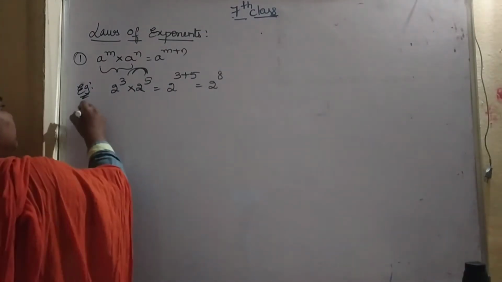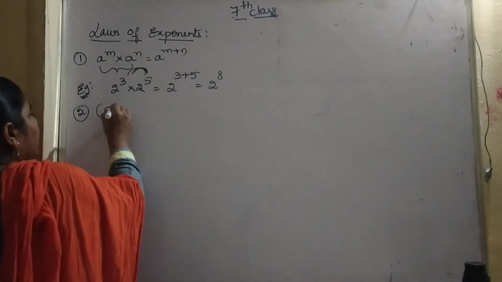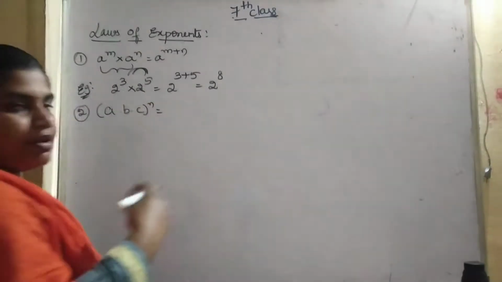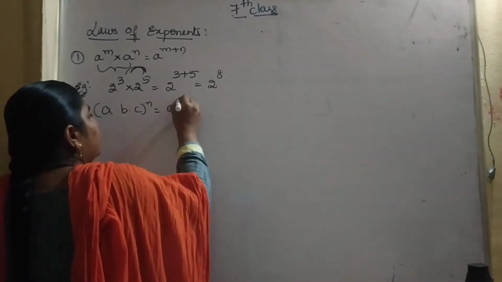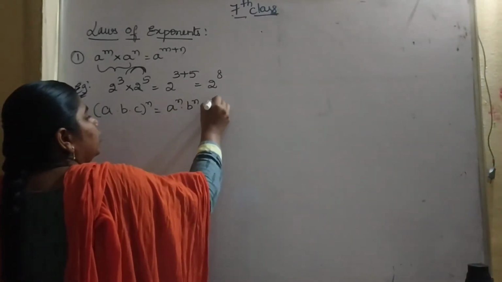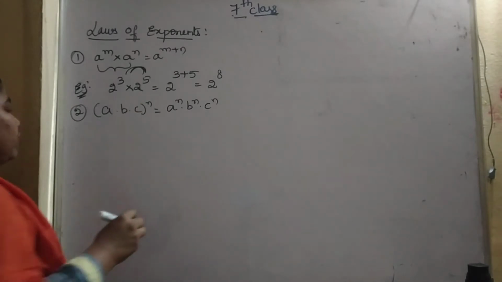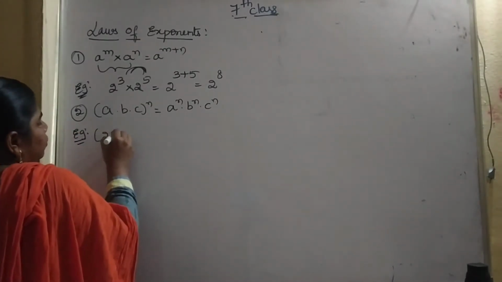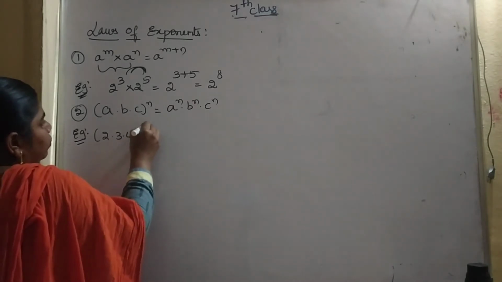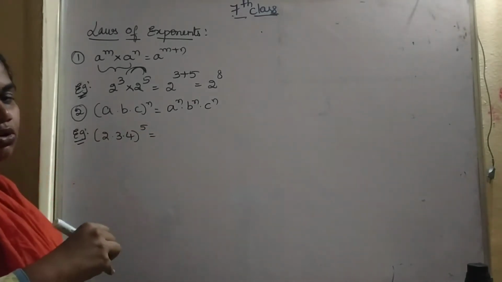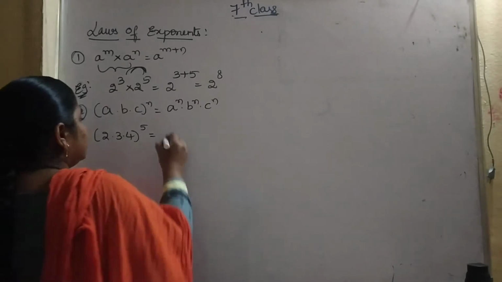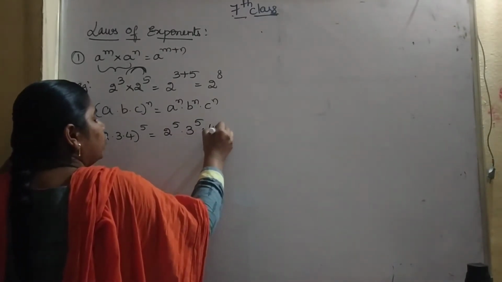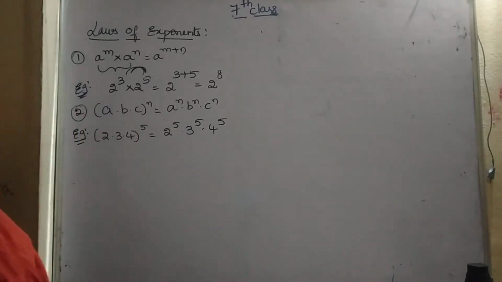The second law is (a b c) whole power n is equal to, we have to write individually, that is a power n into b power n into c power n. For this we will take one example: (2 into 3 into 4) whole power 5 is equal to 2 power 5 into 3 power 5 into 4 power 5. So this is our second law.